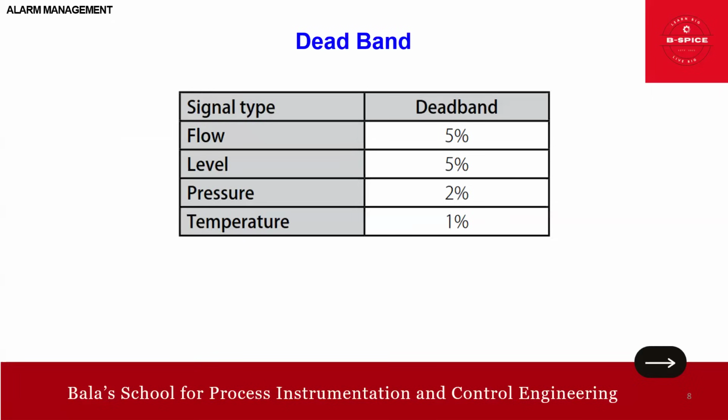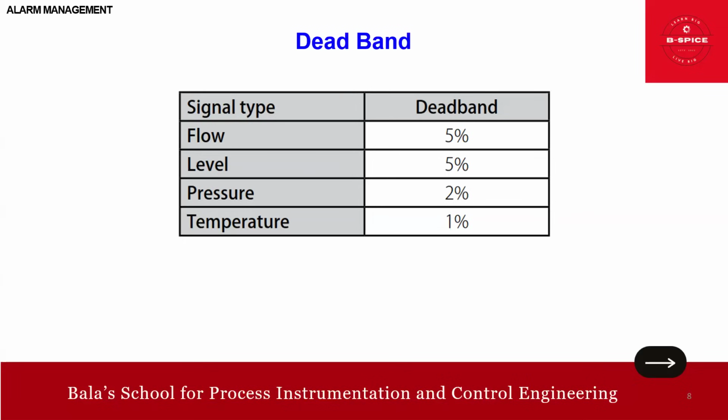Maybe I'll just try to explain with an example. Take a case of a high temperature alarm set at 100 degrees. Without deadband, if the temperature rises to 101 degrees, the alarm triggers. If it drops to 99.9, the alarm clears. So if it fluctuates around 100 degrees, the alarm keeps toggling on and off.